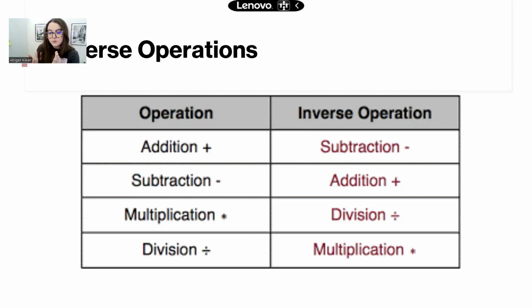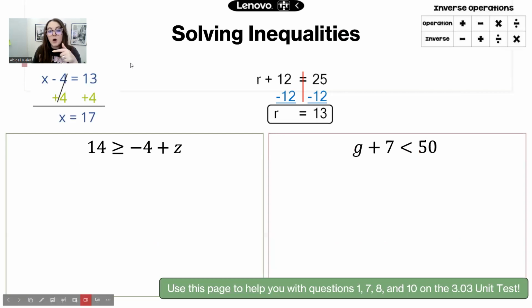For example, if something is being added, in order to cancel out that addition, we would need to use the inverse, which is subtraction. If something is being subtracted, in order to cancel out that negative value, we would need to add the value back in. The inverse of multiplication is division, and the inverse of division is multiplication. So we're going to look at how that applies to solving inequalities.